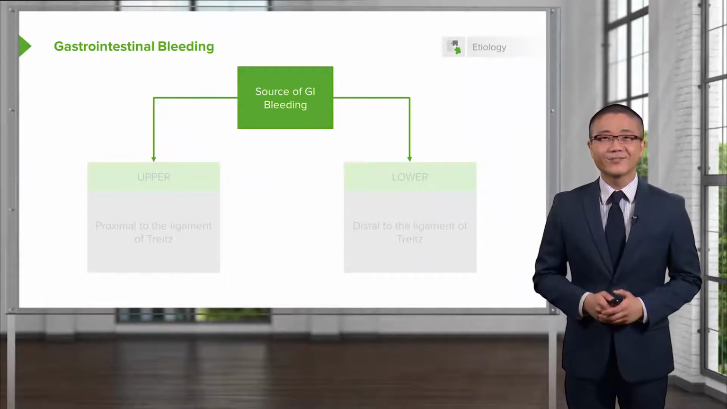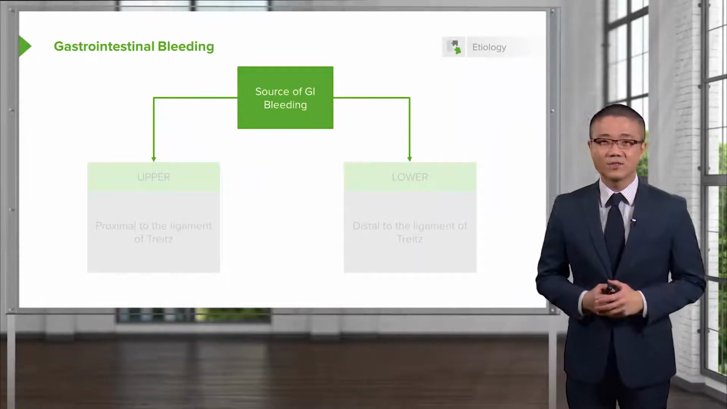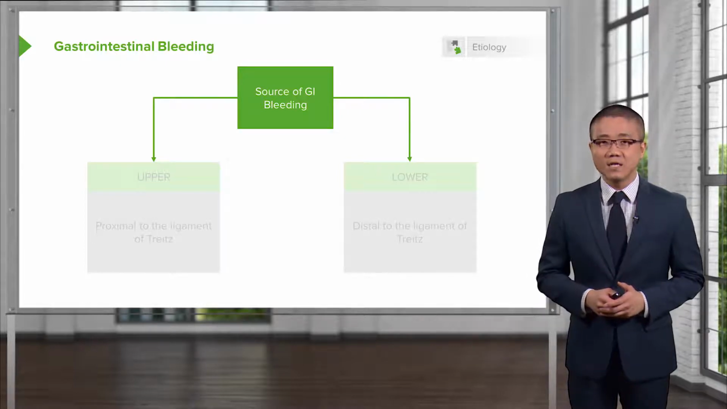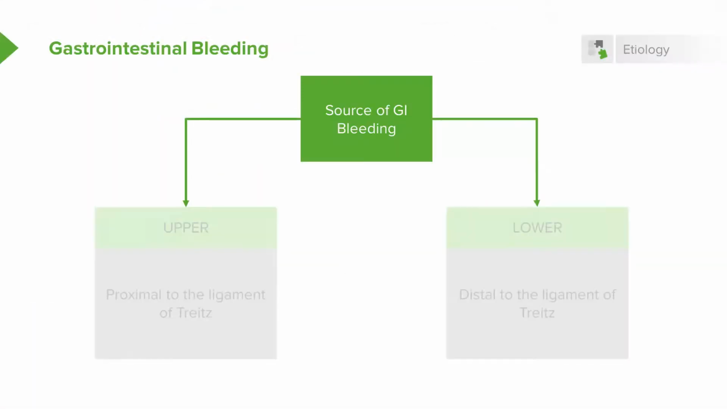When we talk about gastrointestinal bleeding, and going forward I'll just call it GI bleeding, the source of GI bleeding is potentially the most important, both diagnostically and therapeutically. And classically it's been described as an upper or lower bleed. Upper GI bleed is defined as any GI bleeding proximal to the ligament of Treitz. And just as a reminder, the ligament of Treitz is the division between the duodenum and the jejunum.